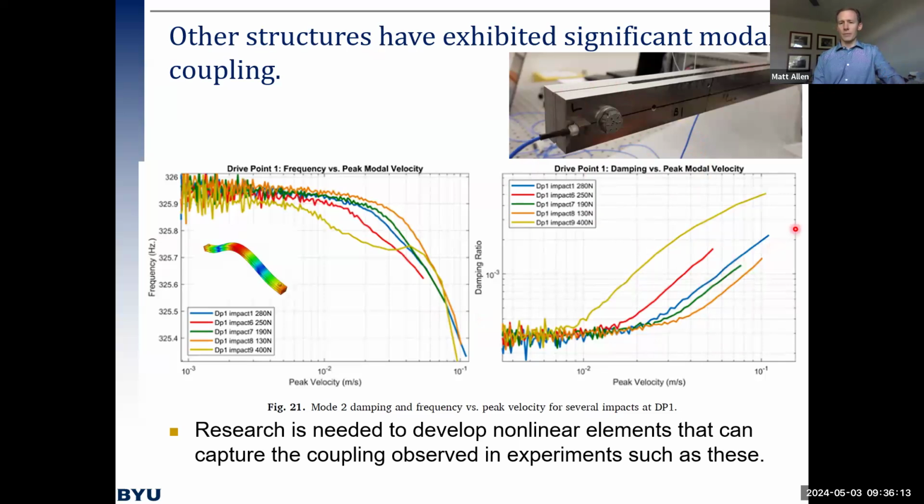The I1 element captures the backbone single mode coupling, but no one has yet invented, as far as I'm aware, a multi-mode I1 model or anything like that that can actually describe this behavior. So there's more work that definitely needs to be done.